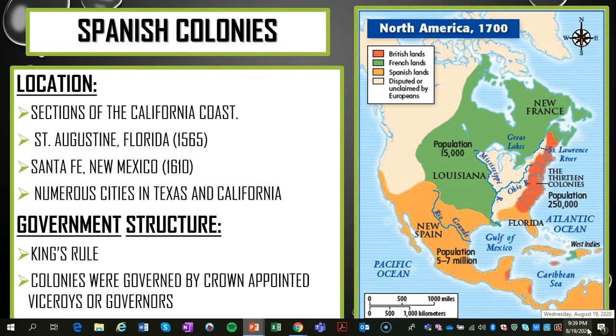What was the government structure like? The king was in charge. The king was the sole ruler. However, he was 3,000 miles away and could not really implement a lot of his rule by himself. So what he did was appoint viceroys and governors to be his eyes and ears in the colonies in North America, and they were the ones who kind of spoke for the king and kept order in those colonies.